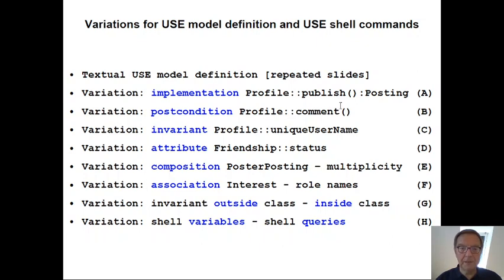This is the entry point. The variations for the use model, for the social network model, concern the model itself, and the variations concern also partly the shell commands. So there will be some new ideas for the model definition, and there will be some new ideas for the use of the shell in a particular way.